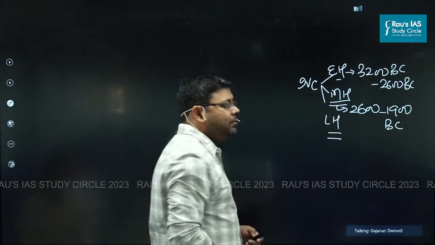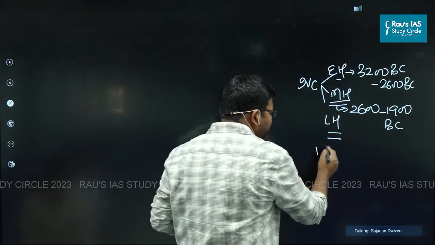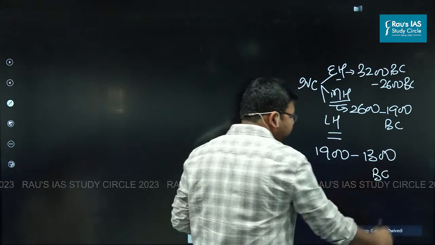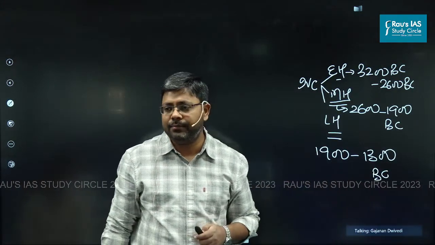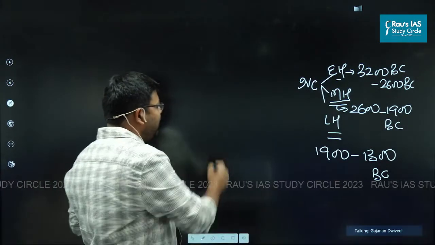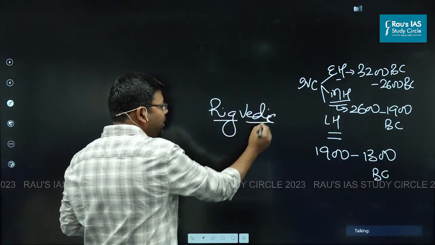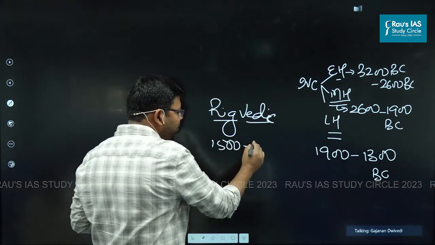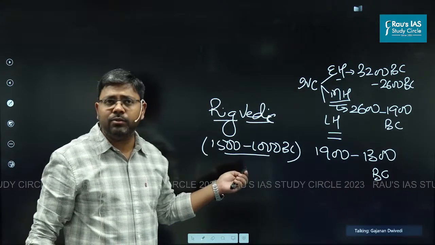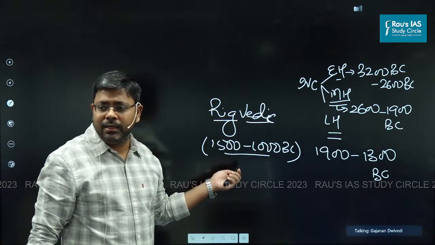And then came the decline of IVC. The late Harappan phase, when IVC started declining, and the time period was 1900 BC to 1300 BC. Now, most of the historians would agree on the Rig Vedic time period. What was the Rig Vedic time period? The early Vedic time period was 1500 to 1000 BC. So this was the early Vedic, Rig Vedic time period. This was the time the Aryans had already started moving towards India.